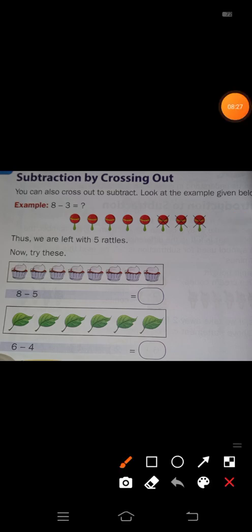So next, subtraction by crossing out. First point, see here. You can also cross out to subtract. Look at the example given below. See here, example 8 minus 3 is there.